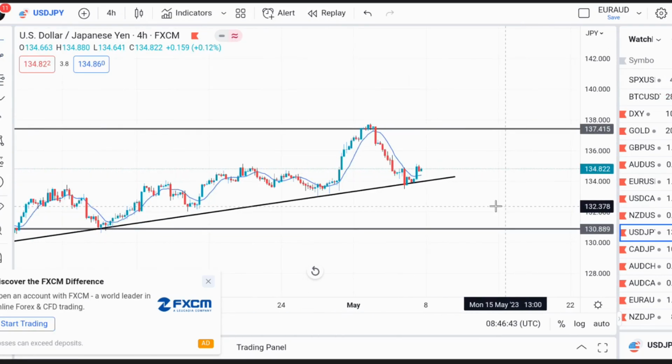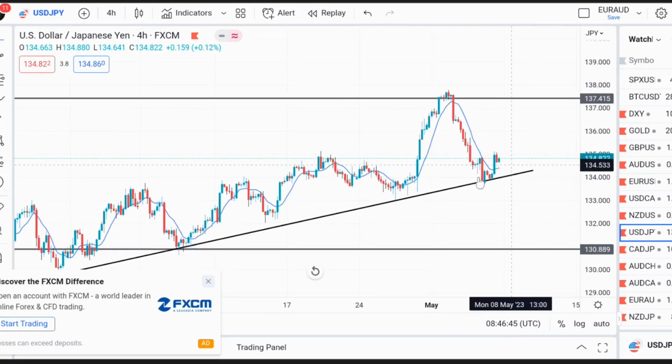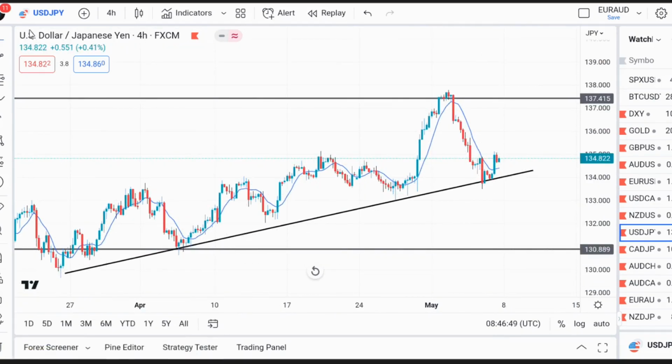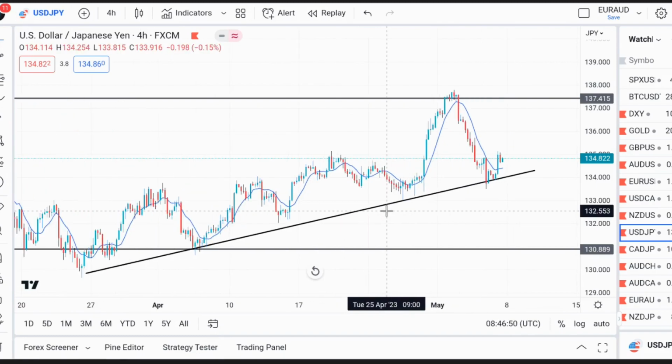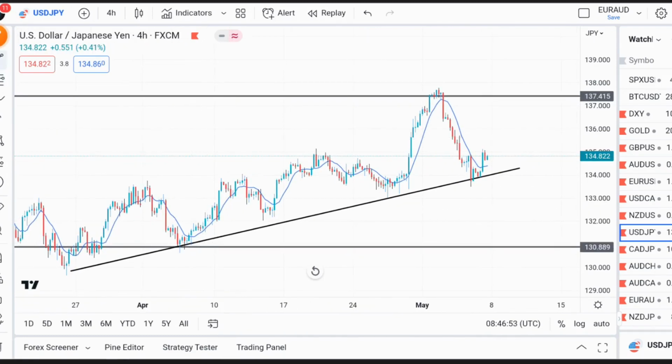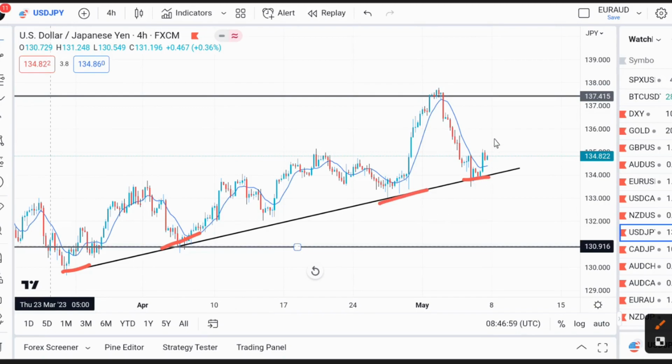So we can still see some move to the downside on US dollar JPY after respecting this trend line multiple times, 1, 2, 3 and 4. So we can still see a move to 137.415. So I foresee weakness on the JPY pairs this week. Let's see how it goes.